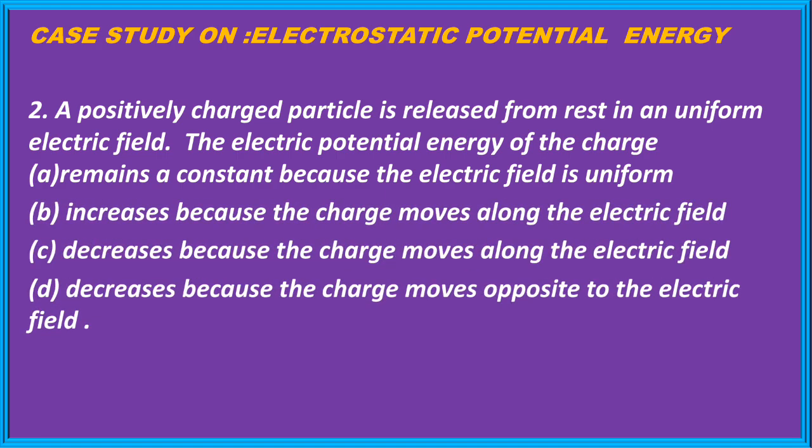Another question, number 2. A positively charged particle is released from rest in a uniform electric field. The electric potential energy of the charge: remains constant because the electric field is uniform; increases because the charge moves along the electric field; decreases because the charge moves along the electric field; decreases because the charge moves opposite to the electric field. Here your correct answer is option C.